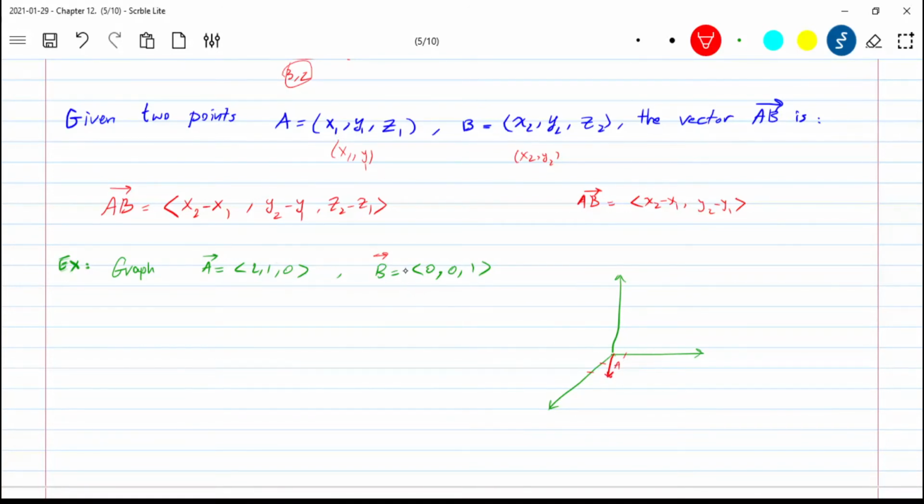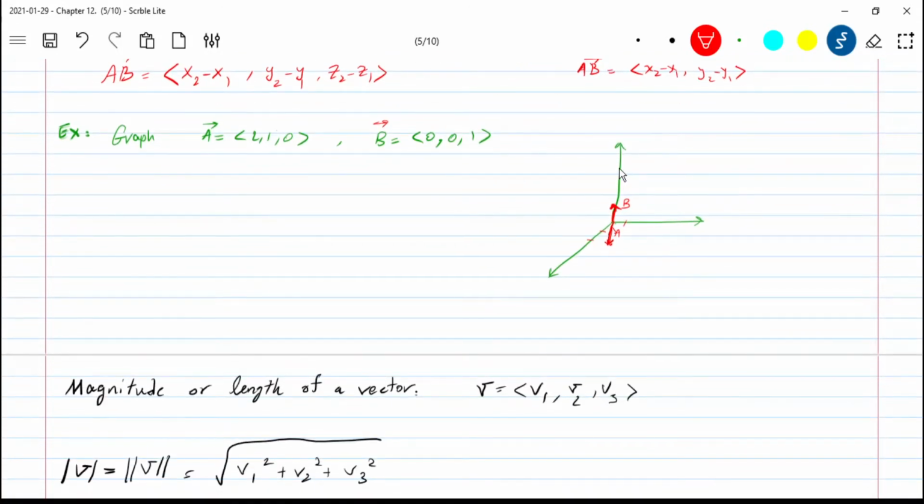Vector B on the other side would be 0, 0, 1, so 0, 0, 1 along the z. This is vector B. If they ask you then to add these 2 vectors, for example, you have to put the B at the end of A and find out what is the vector connecting those 2. Okay, again, drawing would be kind of difficult in 3 dimensions. So I suggest maybe get familiarized with the topic in 2 dimensions, then extend it to 3D.